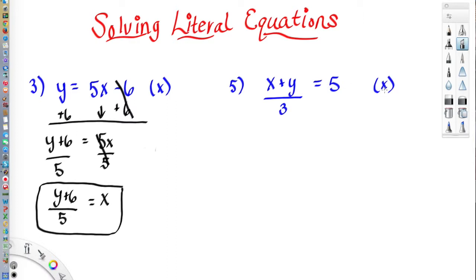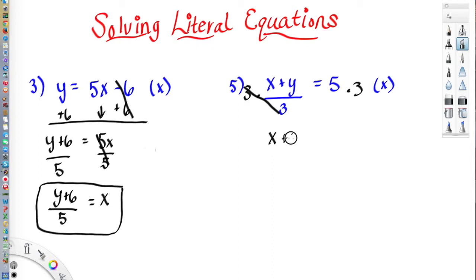Number 5, I have x plus y, divided by 3, is equal to 5, and I want to solve in terms of x. Well, I see a bunch of things happening here to x. Well, not a bunch, but I see 2 things. y is being added to it, and it's being divided by 3 at the same time. I have to get this out of fraction mode here, and the best way to get rid of a fraction is by multiplying it by its denominator. So I'm going to multiply this by 3, and what I do to one side, I need to do to the other. Okay, that cancels out.